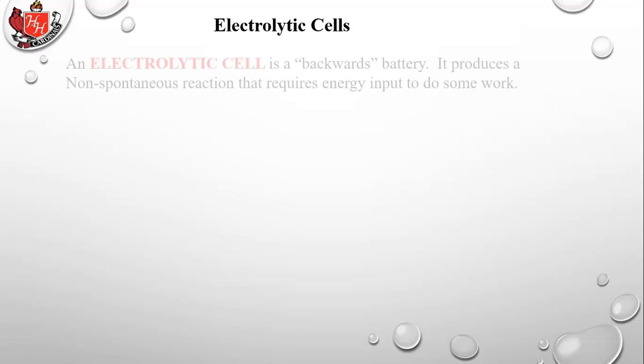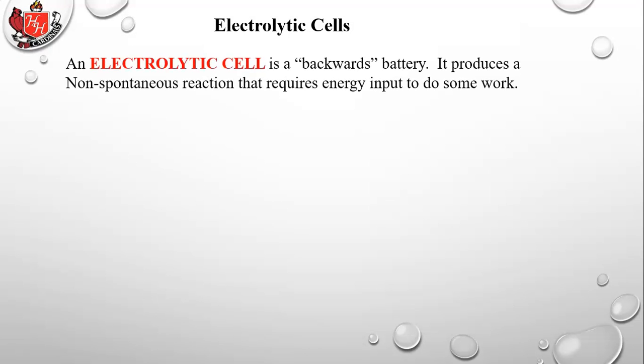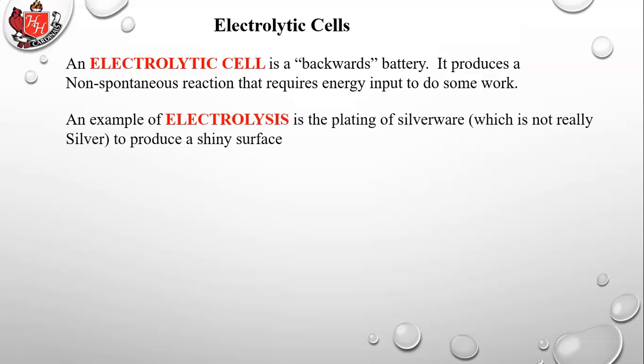Okay, real quick on electrolytic cells. An electrolytic cell is a kind of backwards battery. It produces a non-spontaneous reaction that requires energy input to do work. So rather than a battery that's giving you energy, you have to put energy into it. So why would you do that? Well, an example of electrolysis from an electrolytic cell is the plating of silverware that makes silverware look silver, because silverware is not really silver. So that produces a shiny surface. So that's something that's done by electrolysis. So that's all we need to say about that for this time.